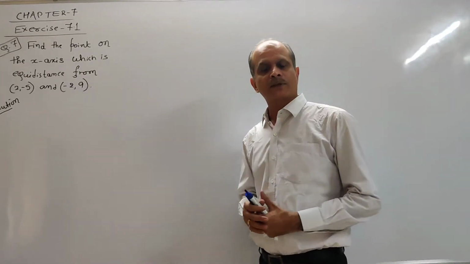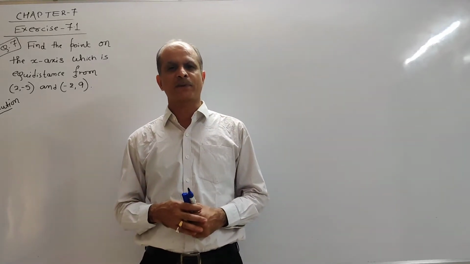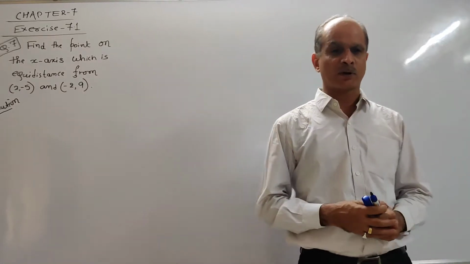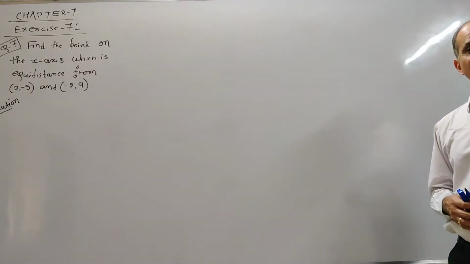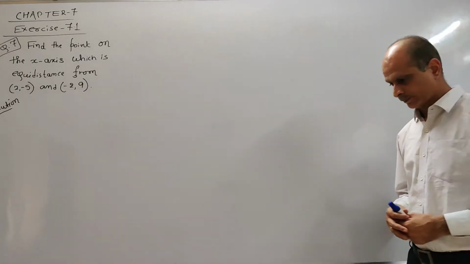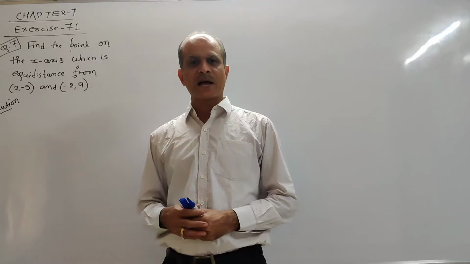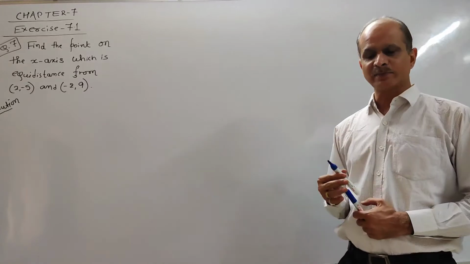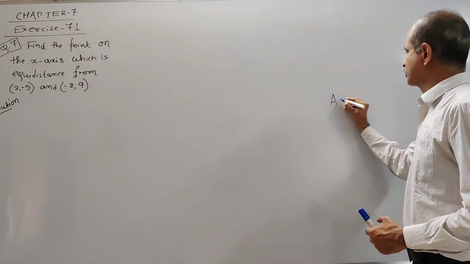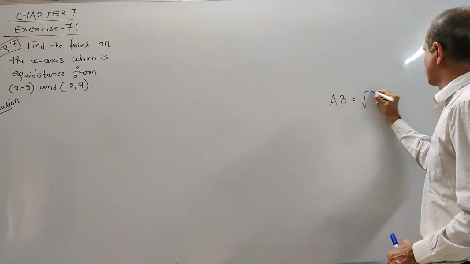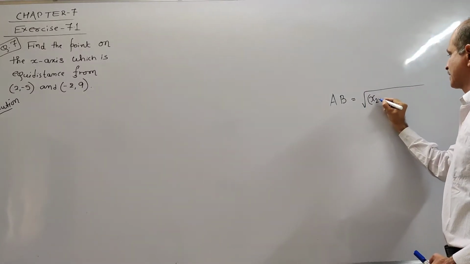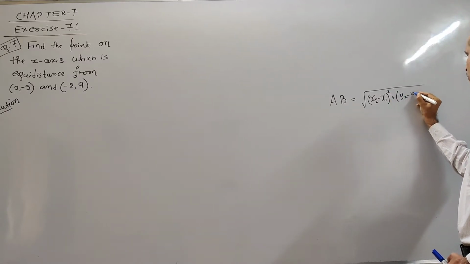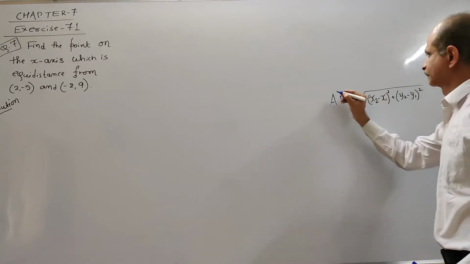In this chapter we have already taken the first 3 periods. In the first period we discussed the distance formula, how to find the distance between 2 points. Suppose 2 points are A(x1, y1) and B(x2, y2), then the distance between the 2 points is denoted by AB, and it is equal to the square root of (x2 minus x1) whole square plus (y2 minus y1) whole square.